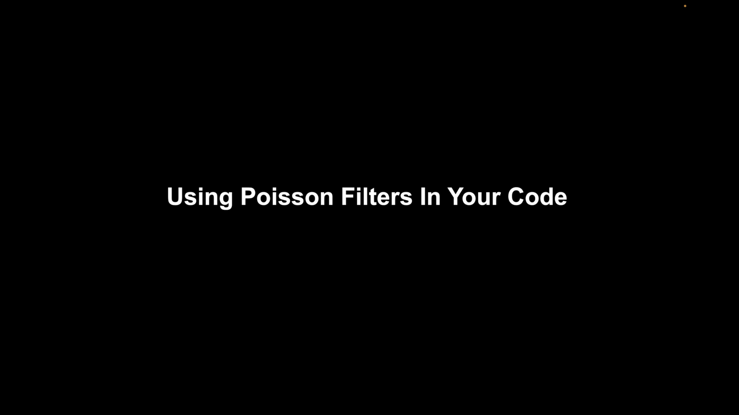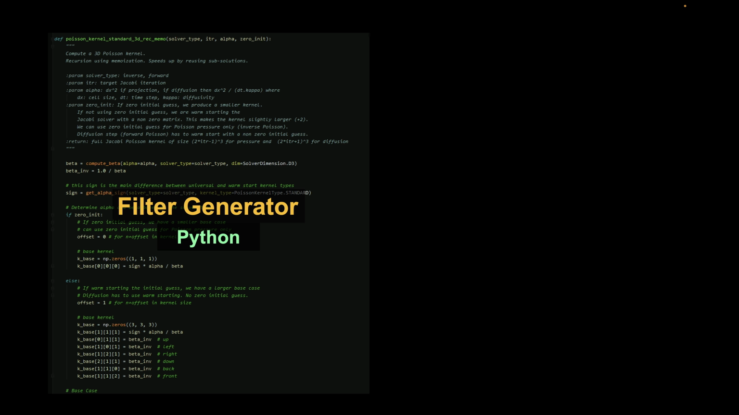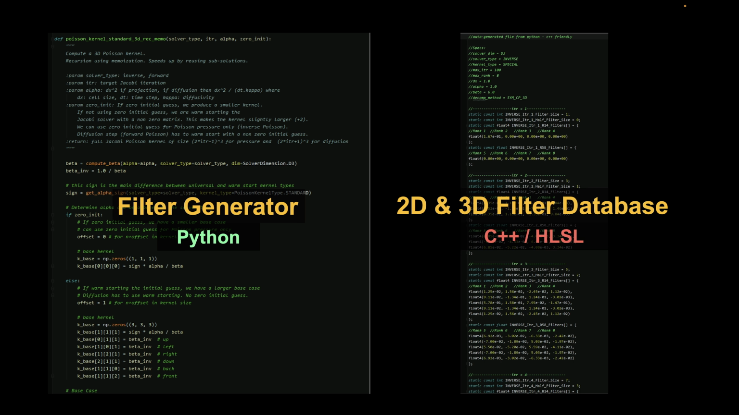Let me wrap up this video by quickly going over some points about the implementation of the Poisson filters in your code. We have released the code. In there, you would find the Python code to generate the filters based on your own custom simulation settings. We have also included a large database of 2D and 3D filters that are ready to be plugged into your C++ or HLSL shader code for many different target iterations.